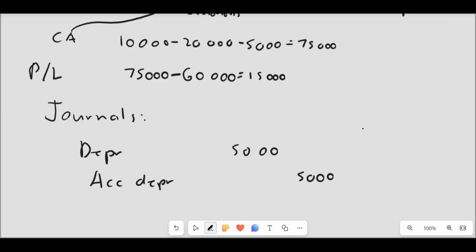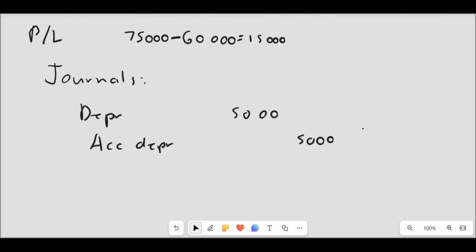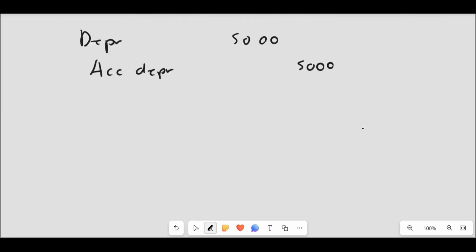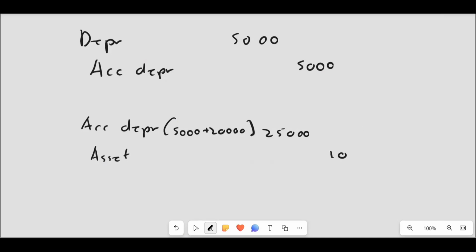Then you know what we have to do. We have to remove the asset from our books, right? In order for us to remove the asset from our books, we have to take all the depreciation that we have recognized in our books and debit it. So it will be the current depreciation plus the 20,000 that we've been given there at the top, which is 25,000. Therefore, we're going to debit 25,000, right? And since we have sold the asset, the asset is no longer in our books, right? So we're going to credit 100,000.